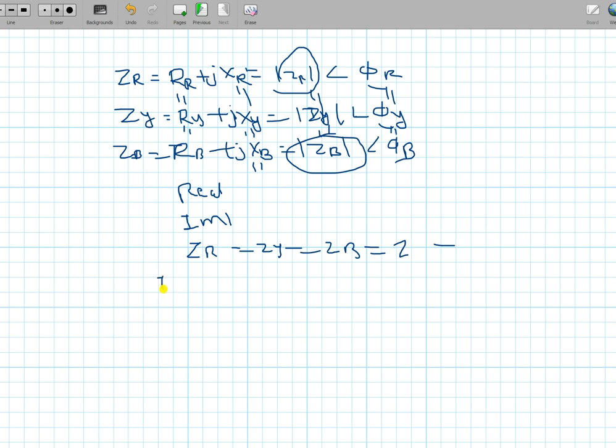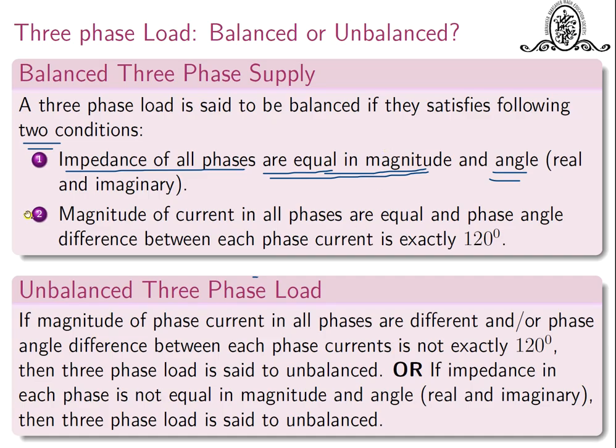Hence it is called a balanced load. Another way to check the balanced load: if the phase currents carried by each phase are equal in magnitude and the phase angle difference among all of them is equal to 120 degrees, then it is said to be a balanced load. So by this way we can check which is balanced and which is unbalanced.